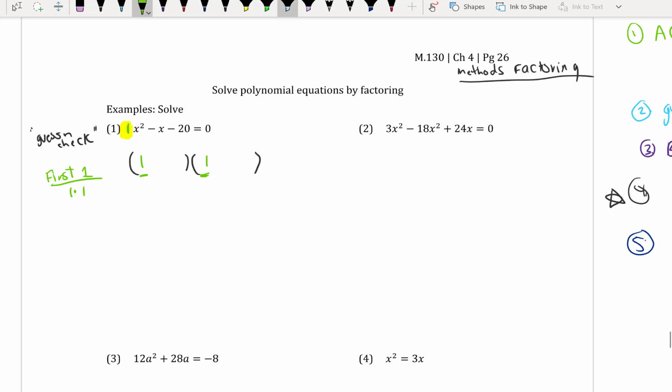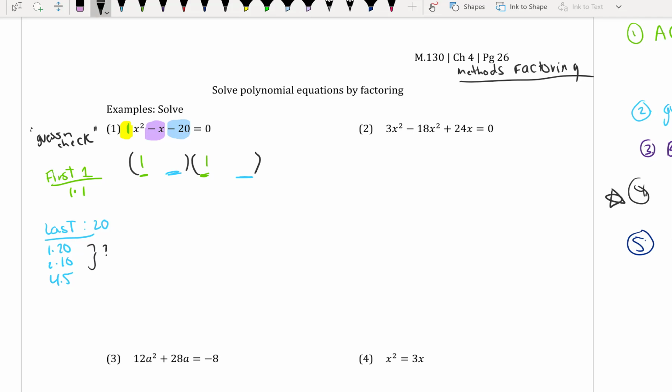Now I am going to look at the coefficient of the last term. So my last term is a 20. And I'll worry about the signs later. So I know that's 1 times 20, 2 times 10, and 4 times 5. So my last is going to go here. And what I want to happen is that I really want my middle term to add up to when I either add or subtract the last term together.